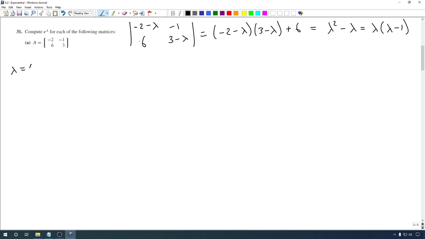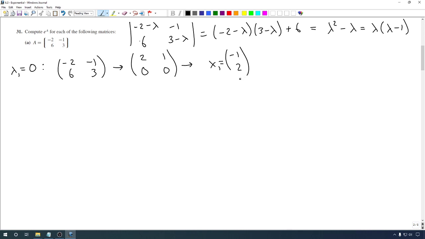Go ahead and start with 0. This will be our lambda 1 is 0, which of course just means that we're going to take our original matrix and use row operations. Go ahead and divide that first row by negative 1, and of course it cancels out the second row. And then that means my x1, if I pick 2 for my second variable, I'm going to be left with a negative 1 for my first variable.